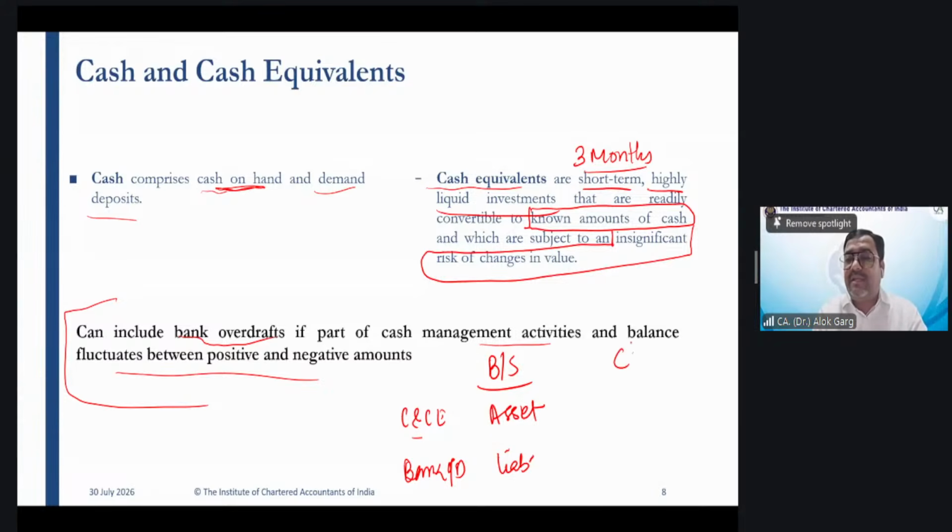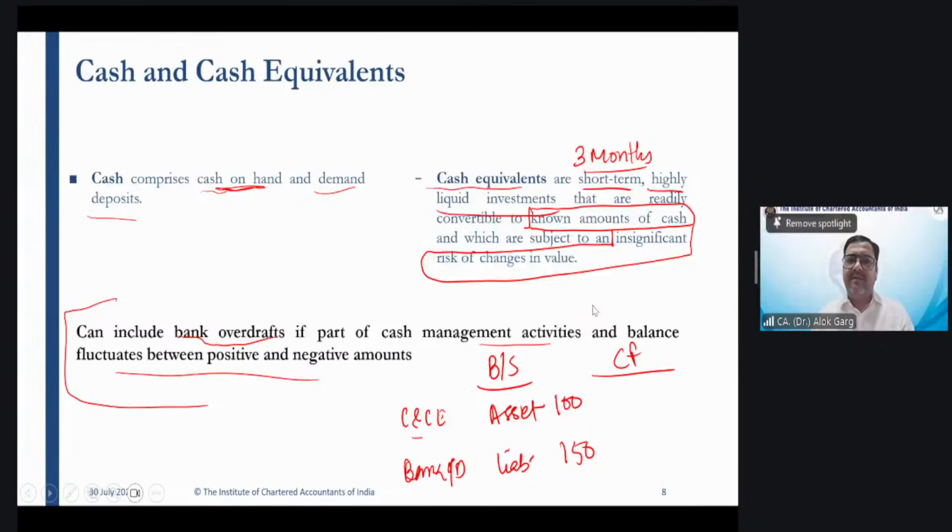How will this cash and cash equivalent be shown in the cash flow statement? For example, cash and cash equivalent is 100 rupee in the balance sheet and bank overdraft is 150 rupee. Let's say you have a positive balance of 100 rupee in your State Bank of India account, but in your HDFC Bank you have a negative balance of 150 rupee. So 100 rupee is cash and cash equivalent, 150 rupee is bank overdraft. Is that okay with all of you?